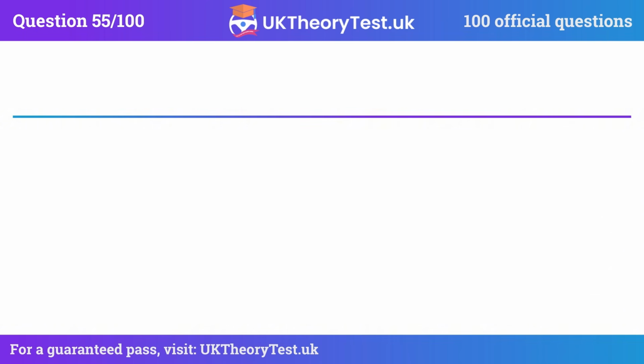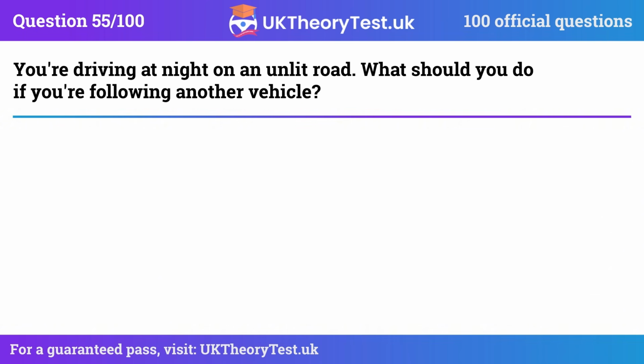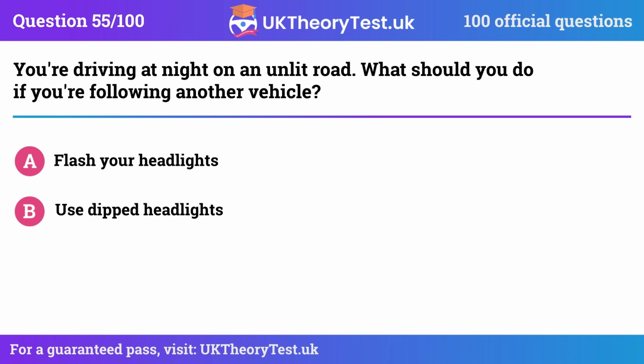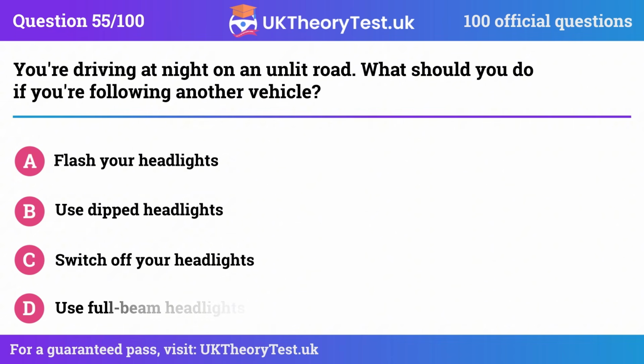Question 55. You're driving at night on an unlit road. What should you do if you're following another vehicle? A. Flash your headlights. B. Use dipped headlights. C. Switch off your headlights. D. Use full beam headlights.